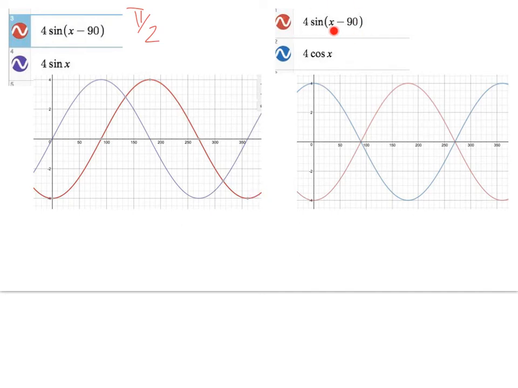I kept this graph here, which is in red, and then I graphed 4 cosine x. Okay, 4 cosine x is not the same. 4 cosine x starts at 4 and decreases, then increases. So no, they're not the same, but let me show you one more slide.